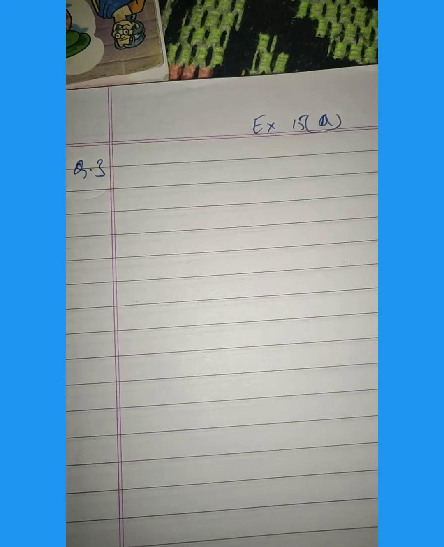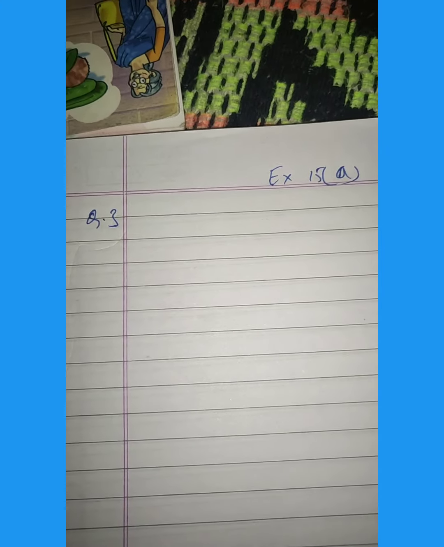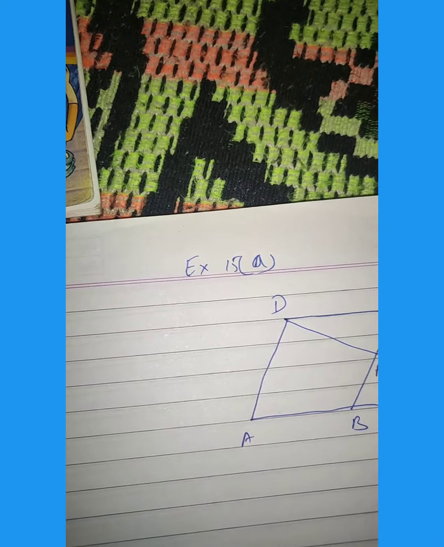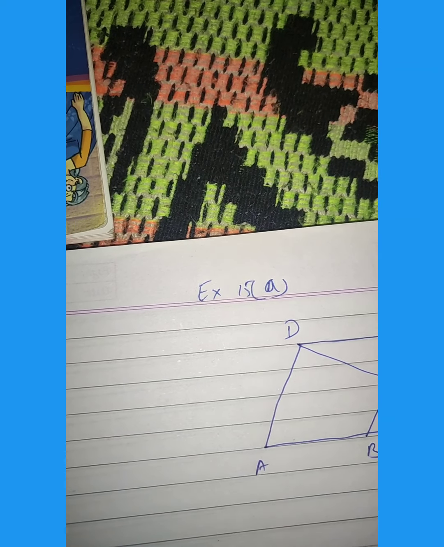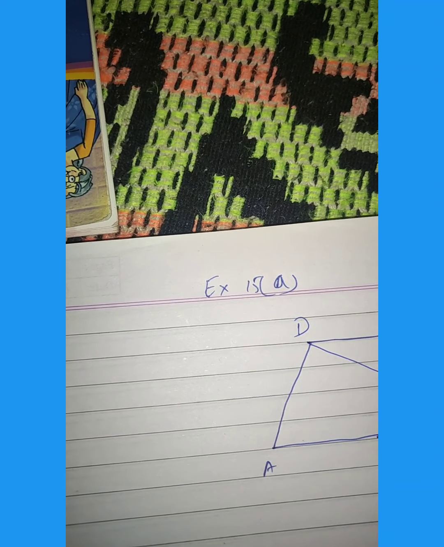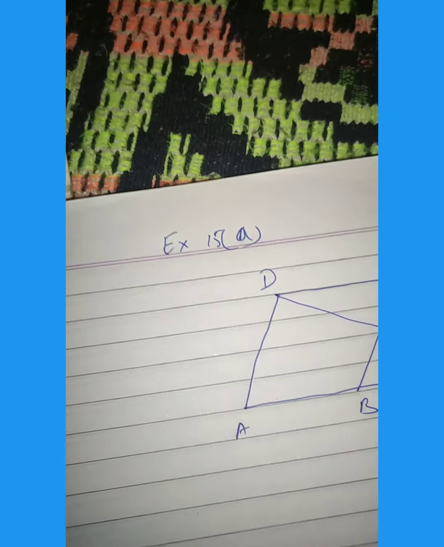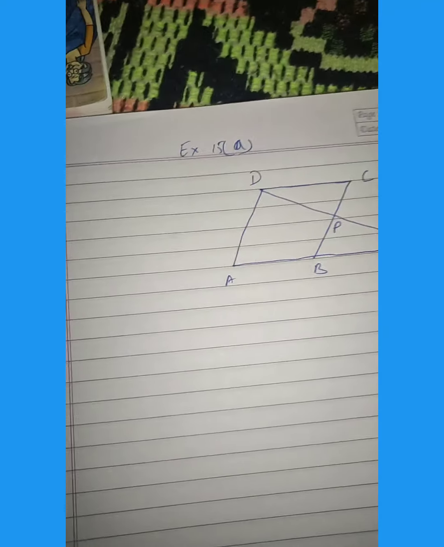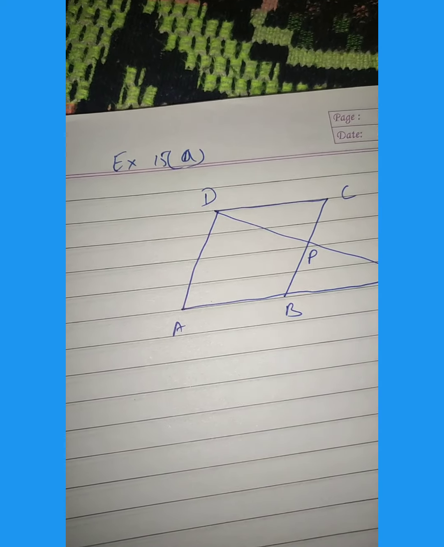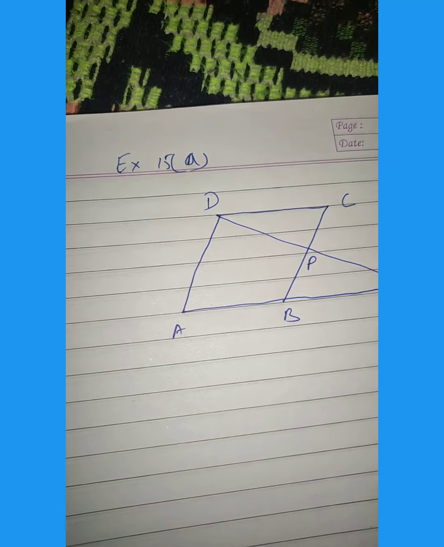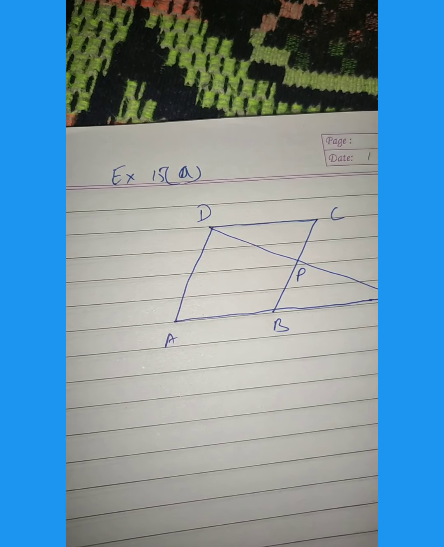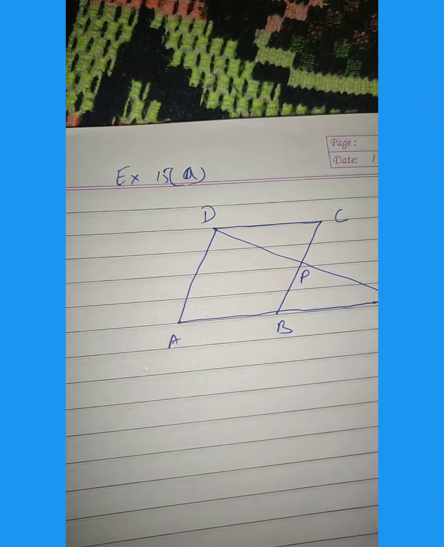Good morning to all. Today I am going to solve the exercise 15A question number 3. A diagram is given to us. P is a point on the side BC of parallelogram ABCD. If DP produced meets AB produced at point L, prove that DP ratio PL is equal to DC ratio BL.